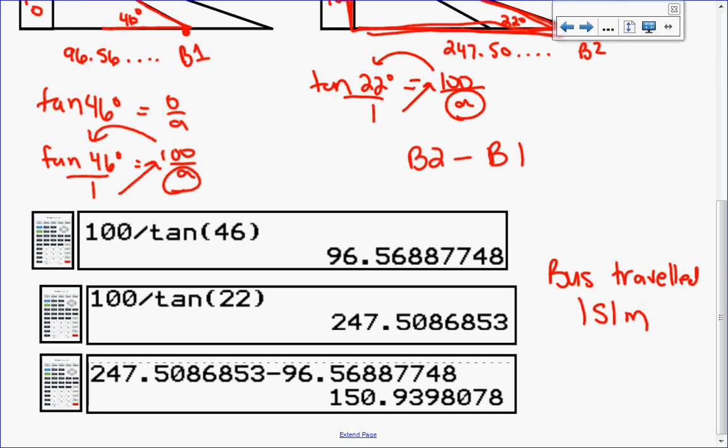So hopefully that with angle of depression makes sense to you. Remember, angle of depression outside, we will use the equal angle of elevation inside the triangle.